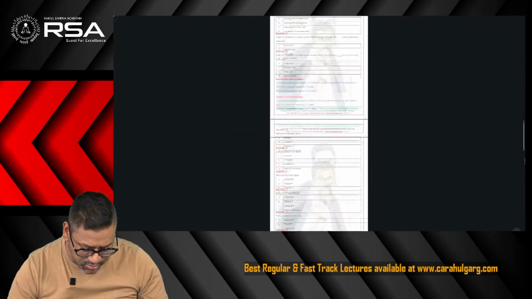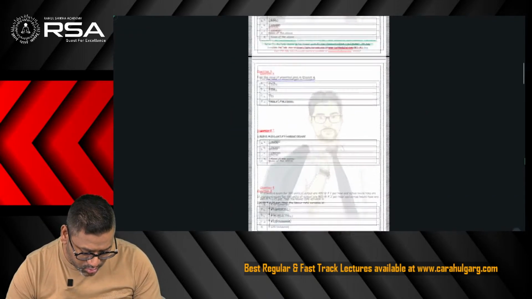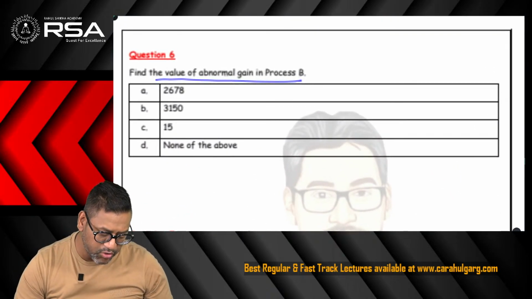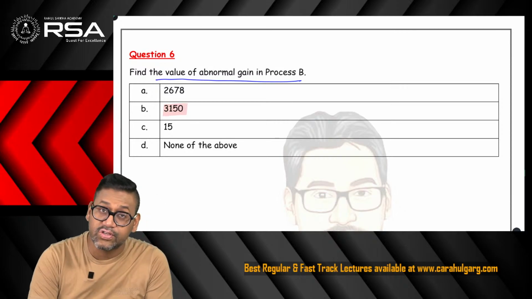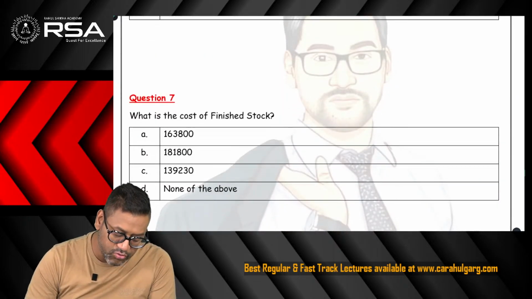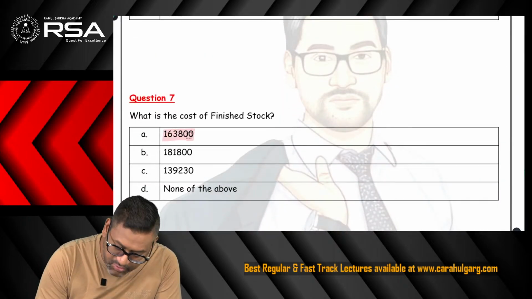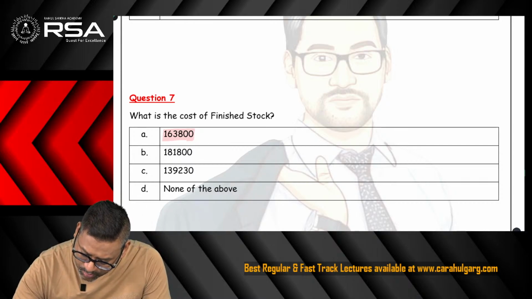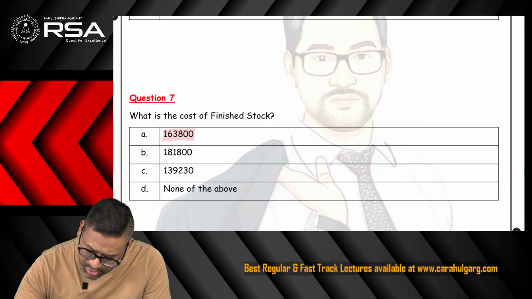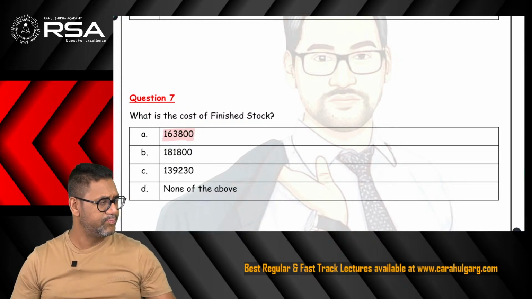Okay, let us go back and see what are the questions being raised. So first one was find the value of abnormal gain. So we just found it as 3150. Then what is the cost of finished stock? We also found this out as 1,63,800. I hope it is absolutely correct. There should not be any issue in this.